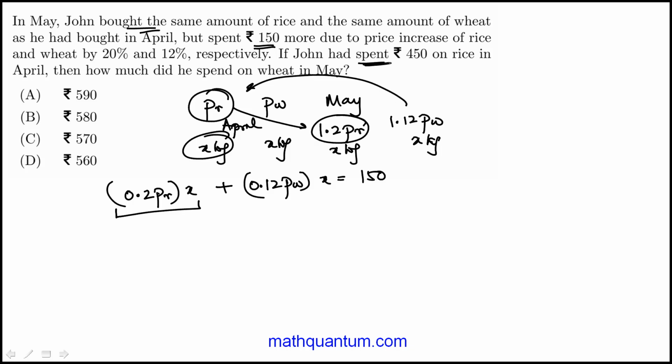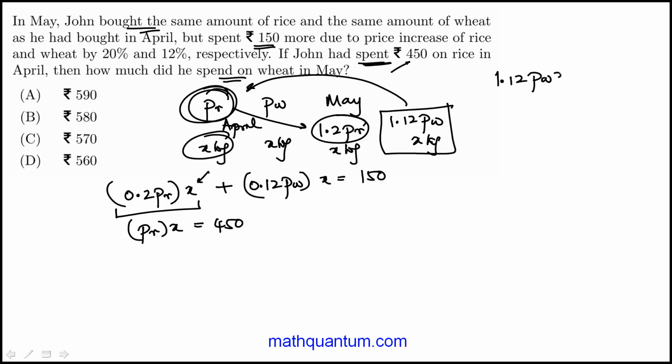Now, this condition we're given that John had spent $450 on rice in April, and that would be the price of rice times the amount, which is the same in both scenarios, is equal to $450. And now I'm going to phrase the question: how much did he spend on wheat in May? So you want to read carefully. It would be 1.12 PW times X. So this is what we're looking for. I know there's too many variables here, but this is what helps me see things clearly.